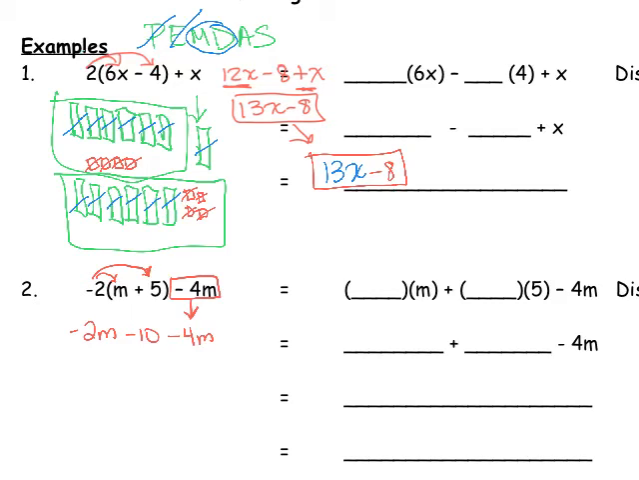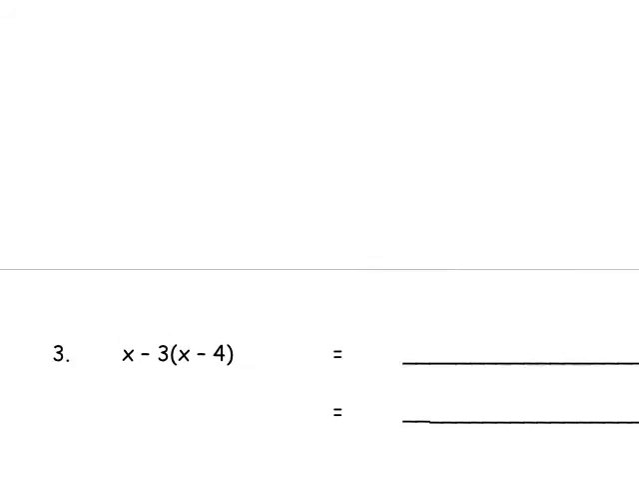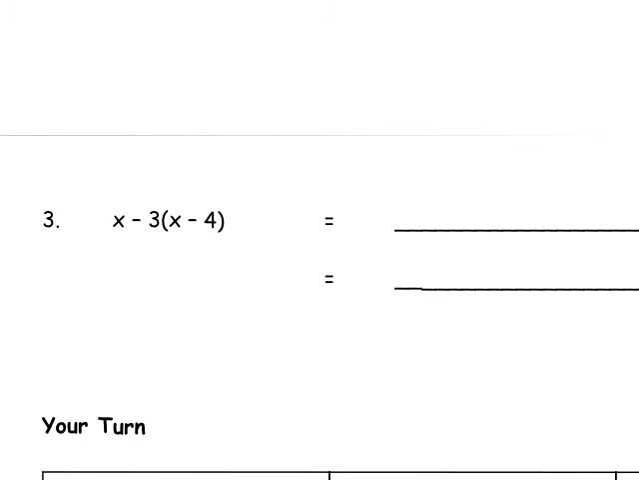Now we're going to group like terms. So this is an m term and this is an m term. So we're going to group those together. If I am in debt 2 and then I'm in debt 4 more, I'm in debt 6. And bring down the minus 10. Okay. Let's try number 3.